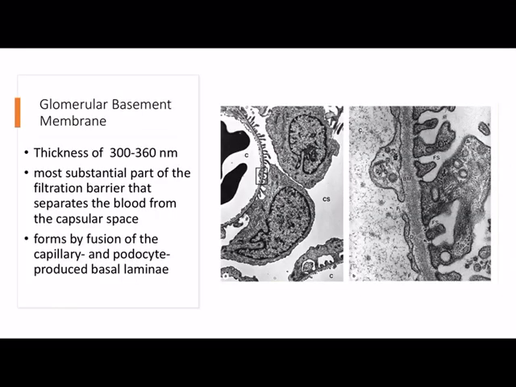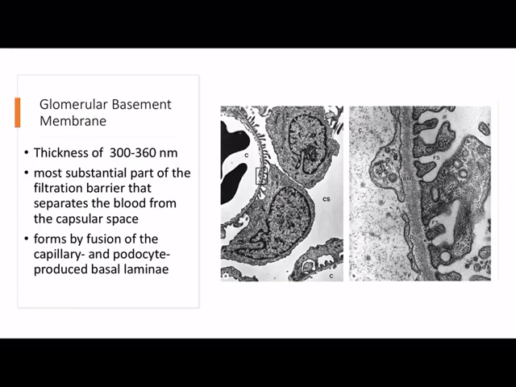Now here you have your glomerular basement membrane. So you have your visceral layer, which is your podocyte, and it comes to the glomerular basement membrane of each of your capillary loops. The thickness is 300 to 360 nanometers. This is the most substantial part of the filtration barrier that separates the blood from the capsular space, and it forms by fusion of the capillary and the podocyte-produced basal laminae.